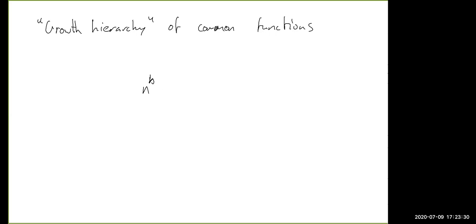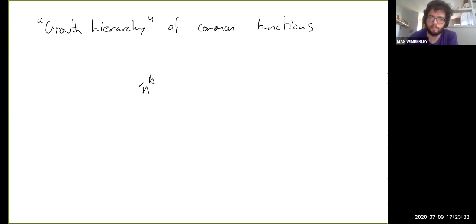Basically, it's just a fact that any power of n asymptotically grows much slower than any exponential function of n, right? So x to the n, if x is greater than 1. Which just means that no matter how big b is and no matter how close to 1 x might be, eventually if you make n big enough, this outpaces that one, right? And you can do this with a lot of functions.